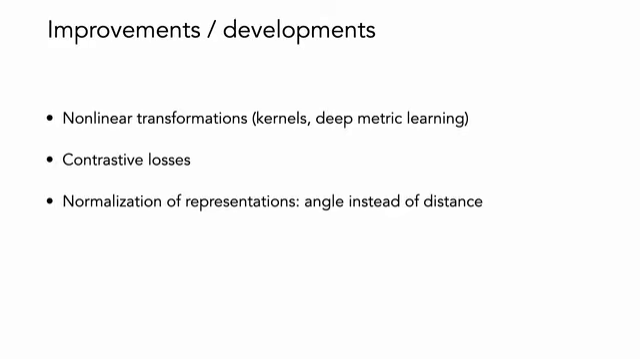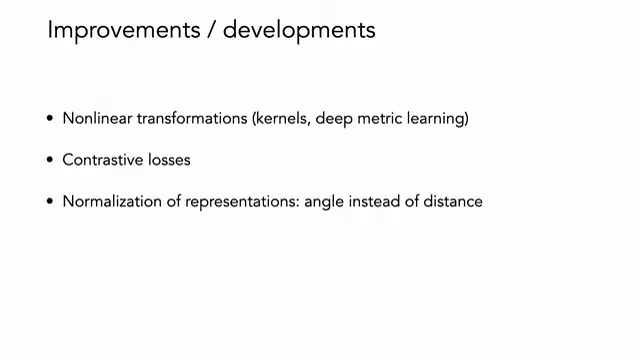There are a lot of improvements and developments on top of this that you can do. One thing is you can look at nonlinear transformations. So instead of only learning a linear projection W, you can do things like deep metric learning, where you're explicitly learning a neural network that would map into a space that keeps things similar that we want similar and dissimilar that we want dissimilar. We've introduced these concepts of different types of contrastive losses. We'll get into those a little bit more.